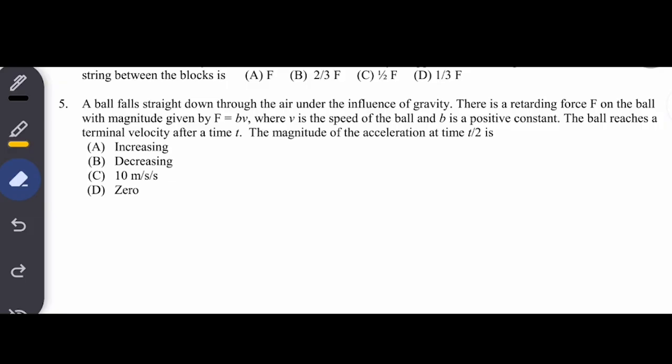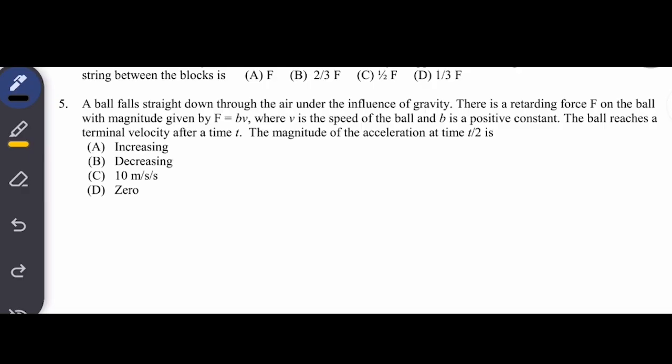It says a ball falls straight down through the air under the influence of gravity, and there is a retarding force F on the ball with magnitude given by F equals bv, where v is the speed of the ball and b is a positive constant. The ball reaches a terminal velocity after a time t. The magnitude of the acceleration at time t over 2 is, and then we have our answer choices.